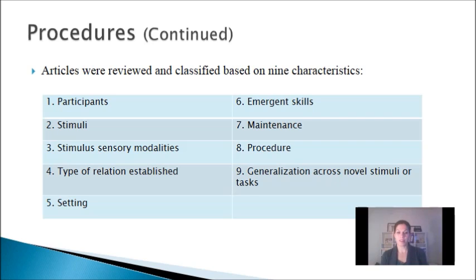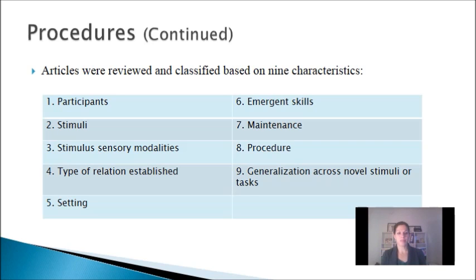Instructional stimuli was another characteristic used. Sensory modality and arbitrariness, so what types of materials were used: pictures, letters, words, objects, etc. And was it auditory or visual? What types of skill sets have been established? Has it used more laboratory instructional stimuli or natural environmental stimuli? And has it used stimuli that are related or unrelated to each other? What types of skills were taught?